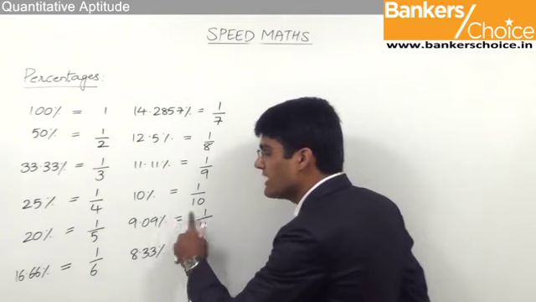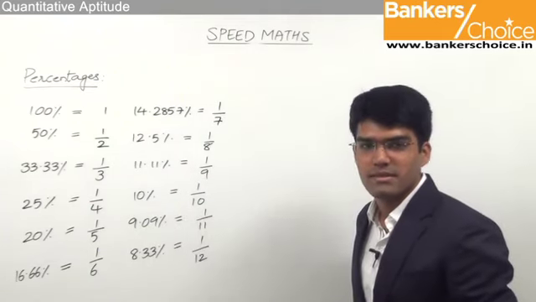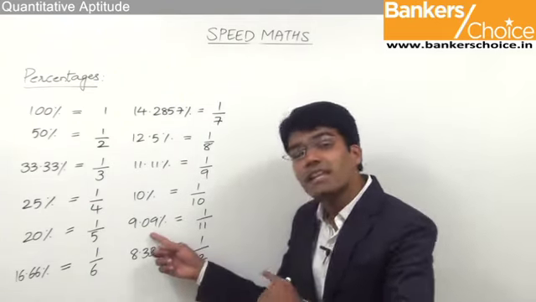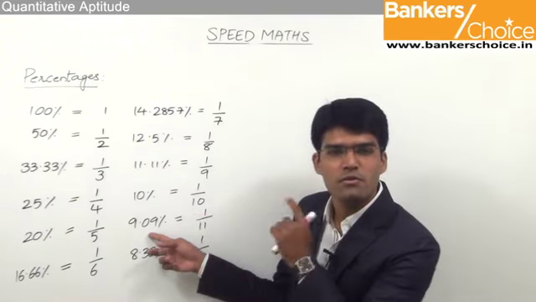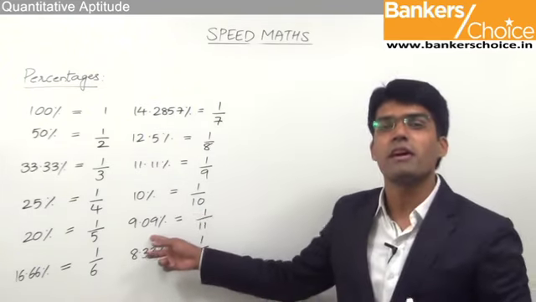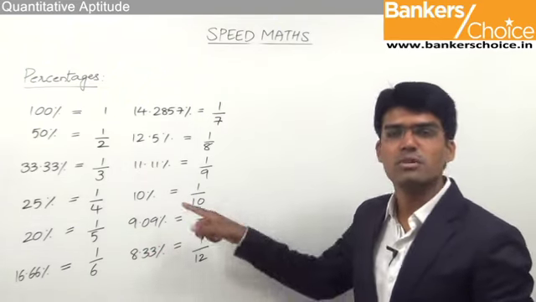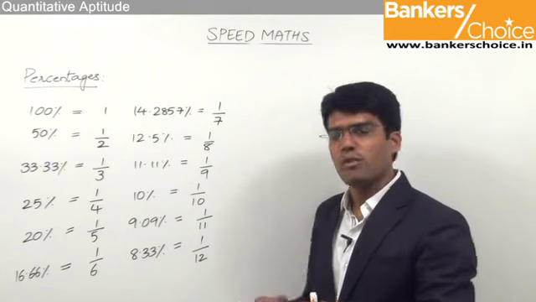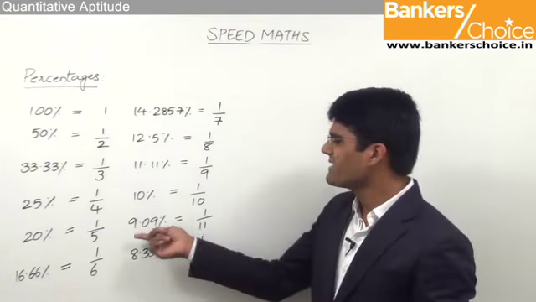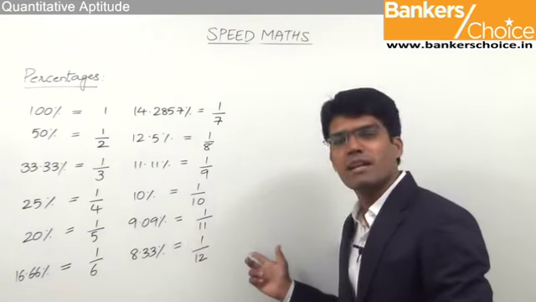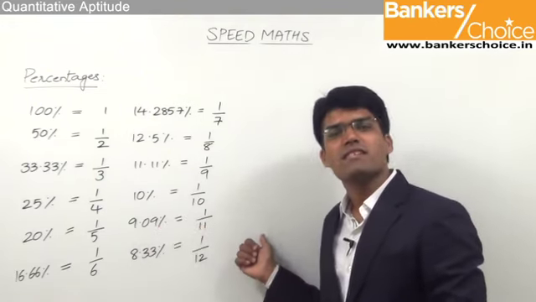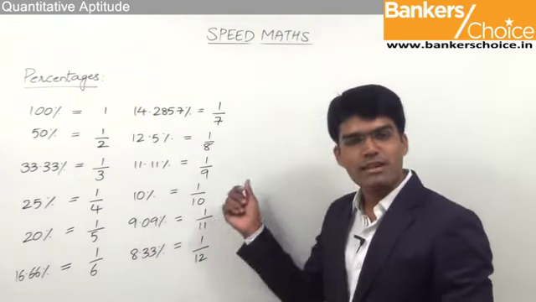45.45% will be one of the multiples of this particular fraction and percentage. 9.09 into 5 will be 45.45, and that will be equal to 5 by 11 on this side. Why? Because we are multiplying both the sides by 5. So 45.45 is 5 by 11. Likewise, we can say 63.63 is 7 by 11, or 54.54 is 6 by 11. 81.81 is 9 by 11.